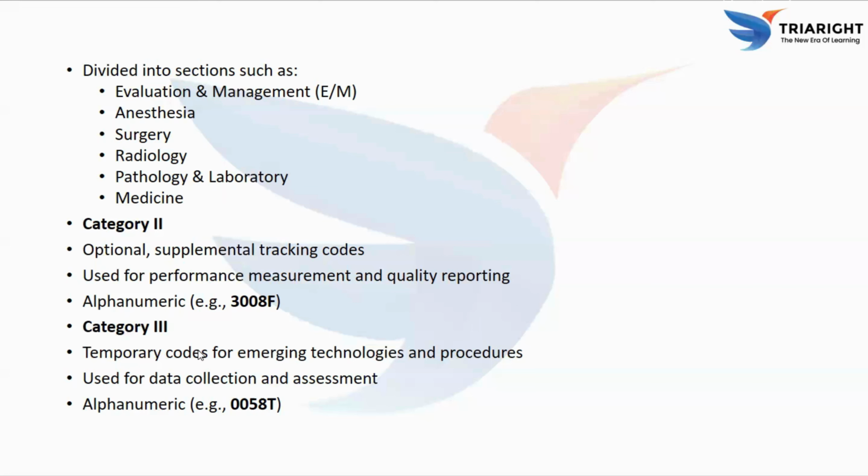And category 3 codes. Category 3 CPT codes are the temporary codes. They are always used for new, experimental and emerging technologies and procedures. These codes help to collect data before becoming a regular code. And the format is alphanumeric, which ends with the letter T. For example, 0058T. Category 3 codes are for new procedures still under study.